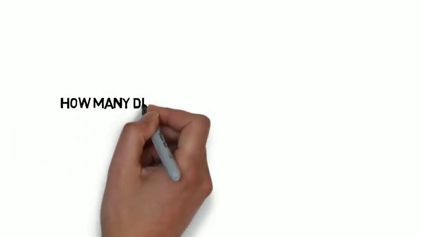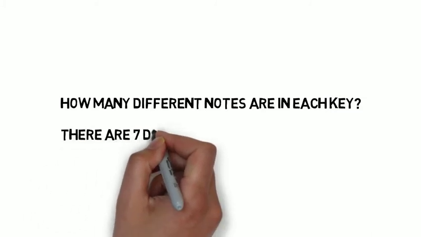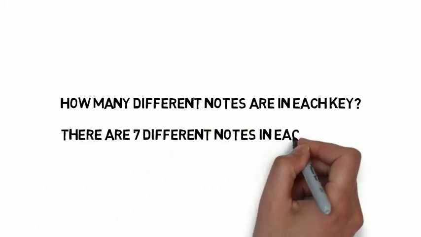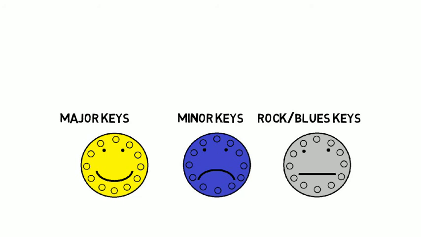Now let's discover the next music concept. How many different notes are in each key? There are 7 different notes in each key. So go ahead and picture again the 3 fishing areas: major, minor, and rock and blues. So now go ahead and picture the 12 ponds in each of the 3 fishing areas. So there are 12 major keys, 12 minor keys, and 12 rock and blues keys.